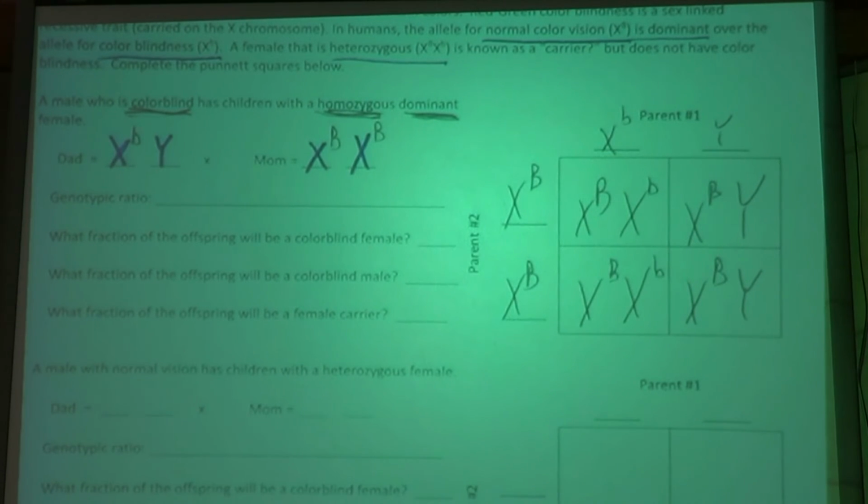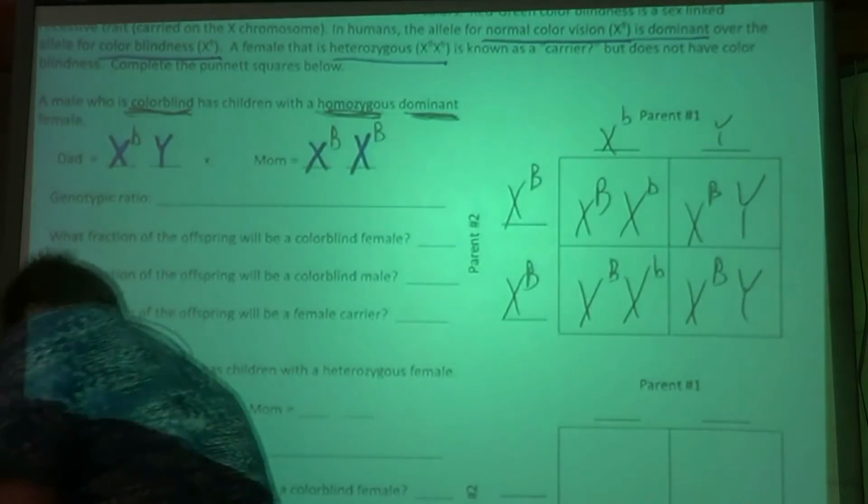I want to do a quick shade of any offspring that has color blindness. So does this girl have color blindness? No. What about this boy? No. What about this girl? What about this boy? No. So I don't need to shade anything for this one, okay? But I do want you to go through and shade.